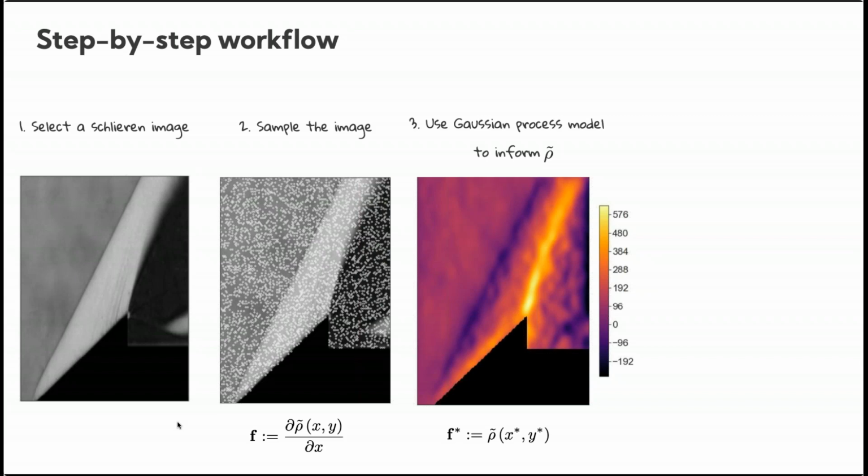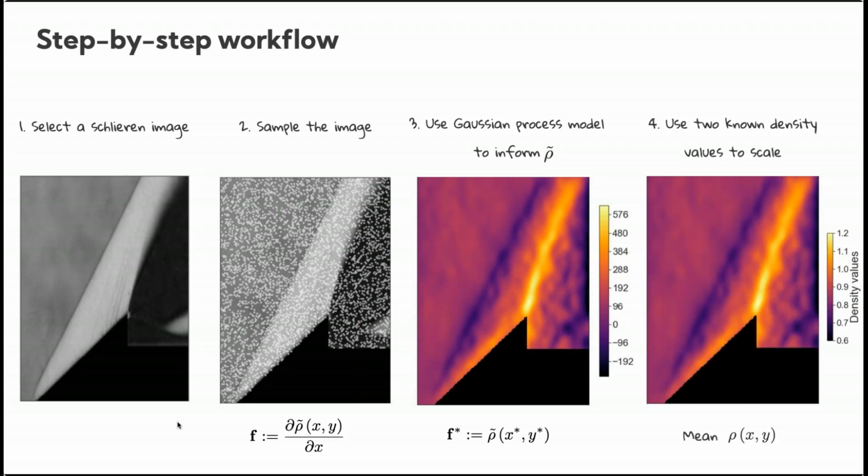Now, to convert from the scaled density to density, we require an estimate of the true density, at least at 2 points. So if you have the inlet density and the exit density, we're able to adjust linearly. And then we arrive at the distribution you see on the far right-hand side.